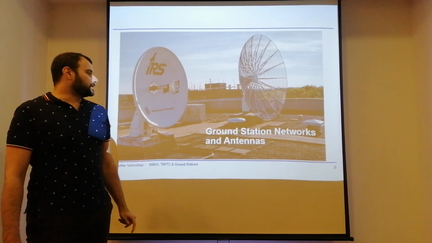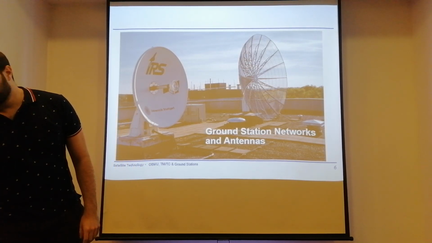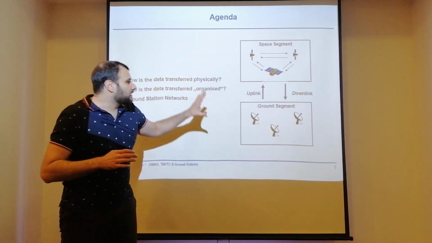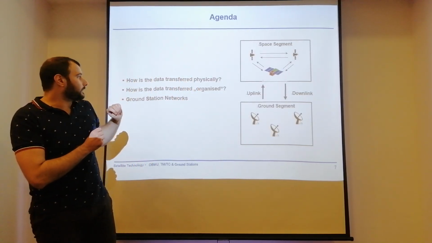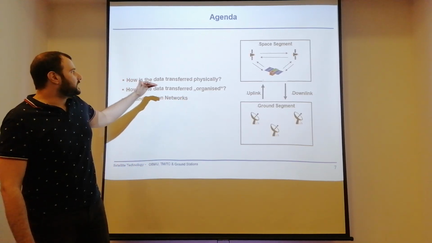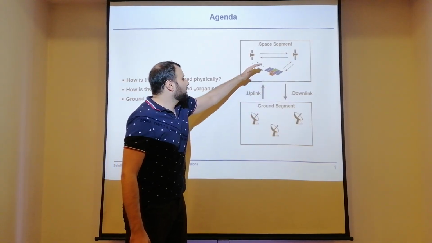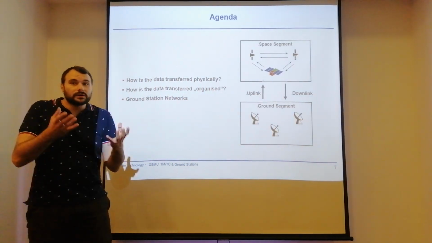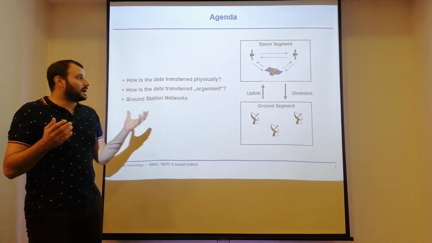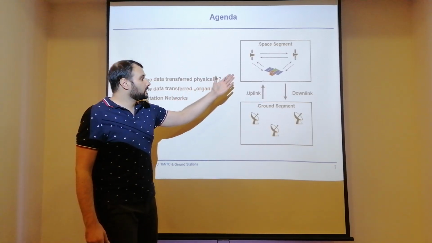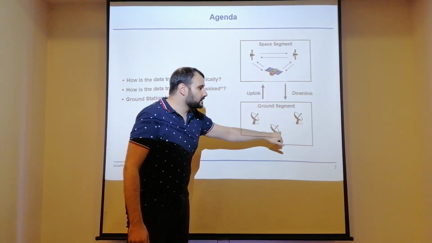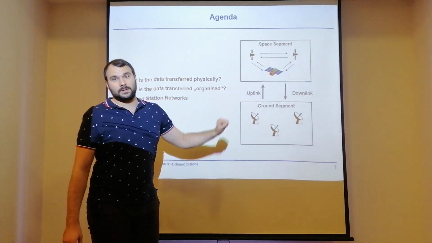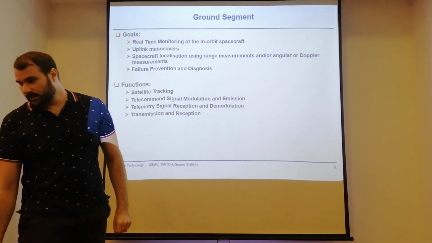Now let's talk about ground station networks and antennas. So what do we want to cover? We want to talk about the space segment and ground segment and how they are connected with each other. So how do we transfer data physically between the ground segment and the space segment? How is the data transfer organized is another question we need to ask. And how do ground station networks work? Because sometimes your satellite is not only connected to a single ground station, but to many ground stations, or even via a relay satellite that works this way.